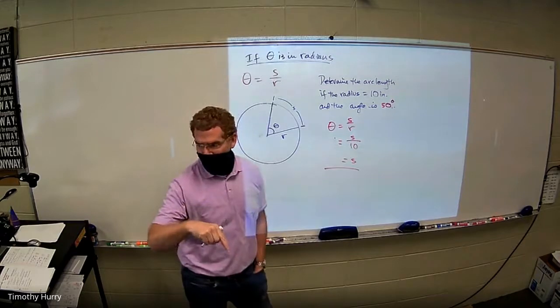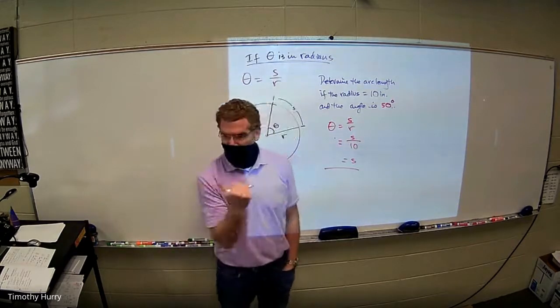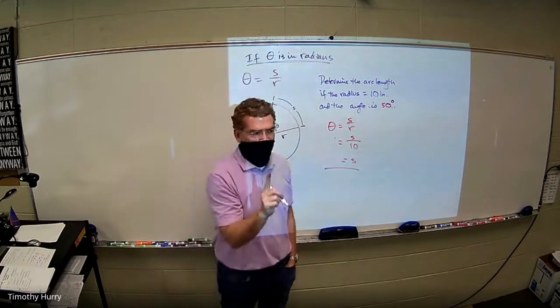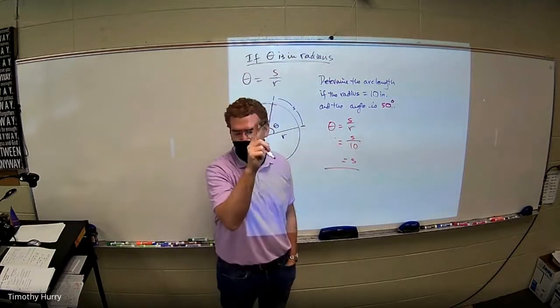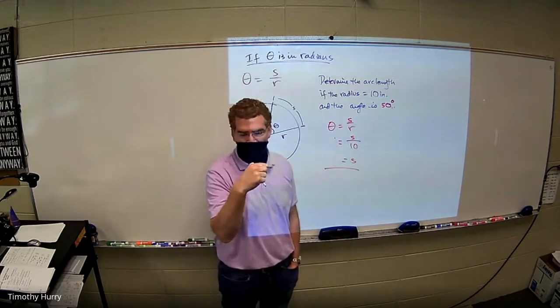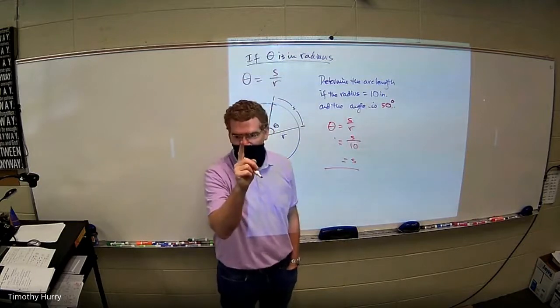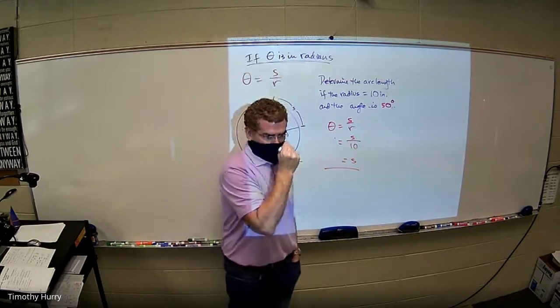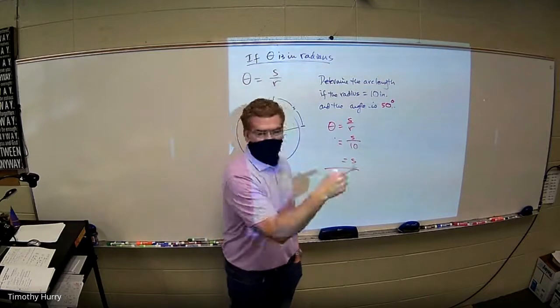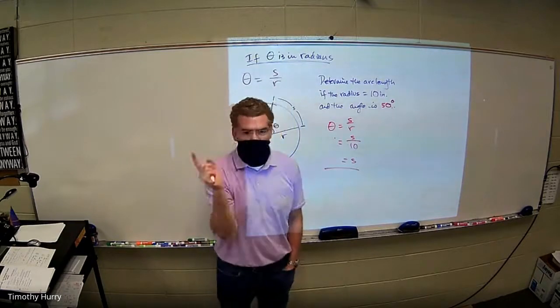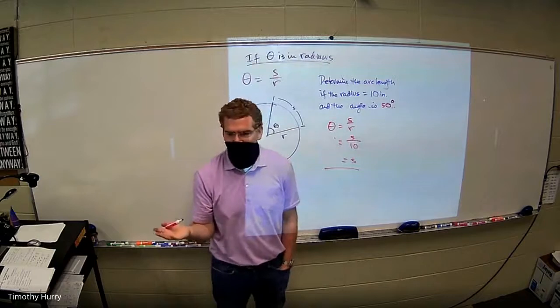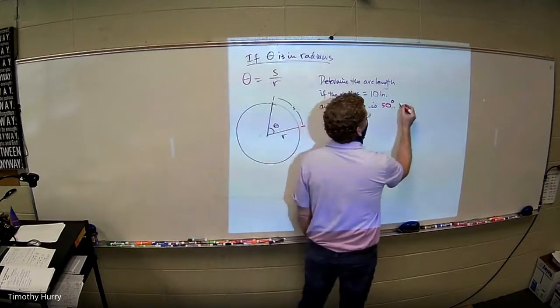Pi over 180. Why? Because pi and 180 are in the same place. Heck, you could use pi over 2 over 90, or 2 pi over 360. You could use any spot, but 180 and pi doesn't have any fractions, so it's kind of nice. So I'm going to go 180.